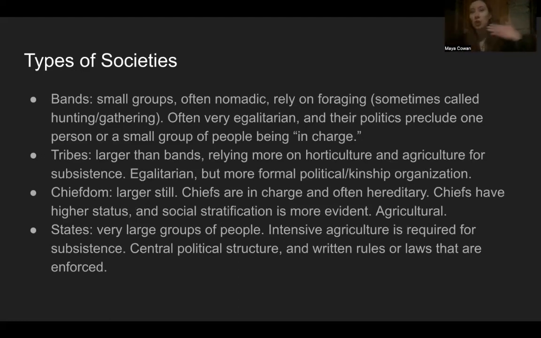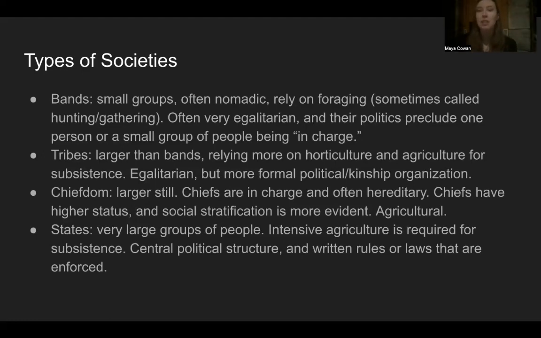Chiefdoms are larger still in terms of population. And then chiefdoms have a chief who is in charge. And the chief is often a hereditary position. Chiefs have higher status and social stratification is more evident. And then they also tend to be agricultural as opposed to horticultural. So it might involve things like clearing land and irrigation and more distinctive selection for crops, just as one example. States are very large groups of people.